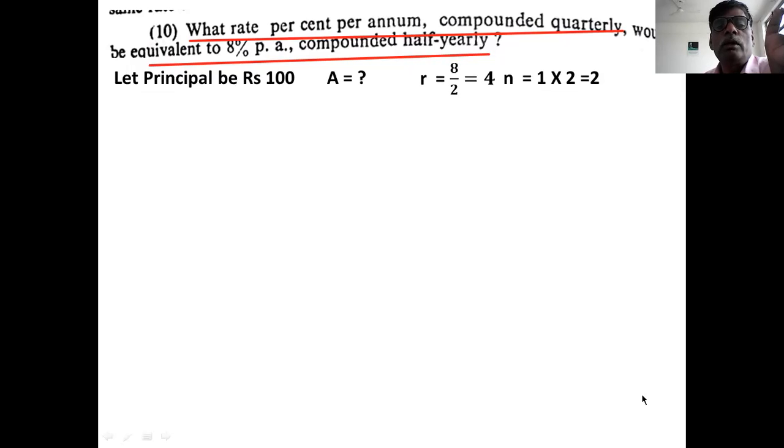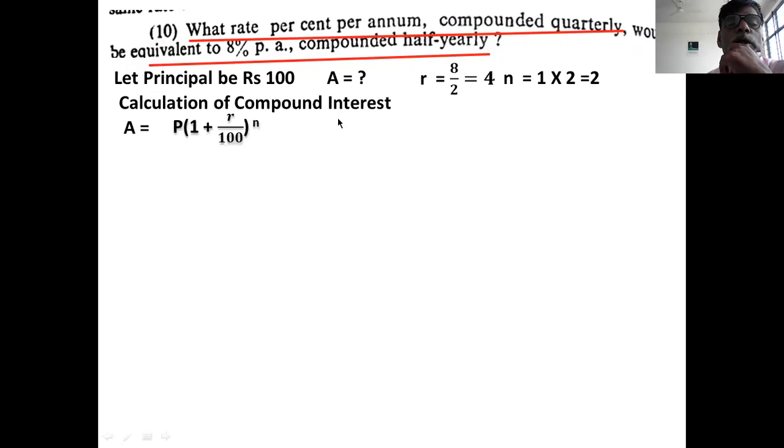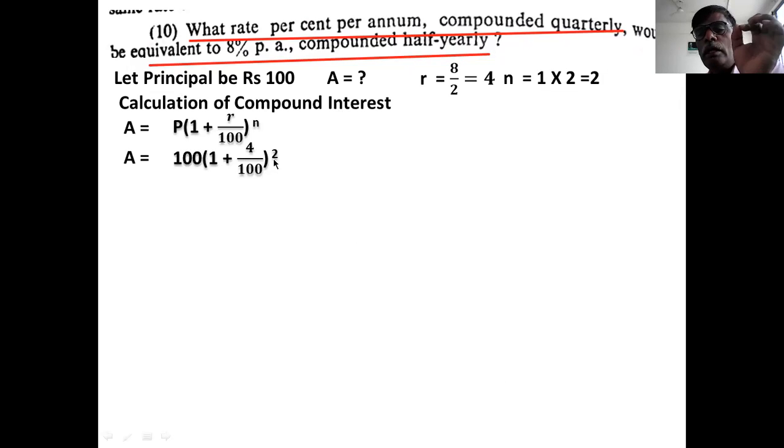Now you apply the equation for calculation of compound interest. A is equal to P into 1 plus R by 100 raised to N. You fill in this equation: 100 in the bracket, 1 plus 4 by 100, raised to 2. Here N is only 1 year, but in 1 year there are 2 half years. Therefore N is 2.